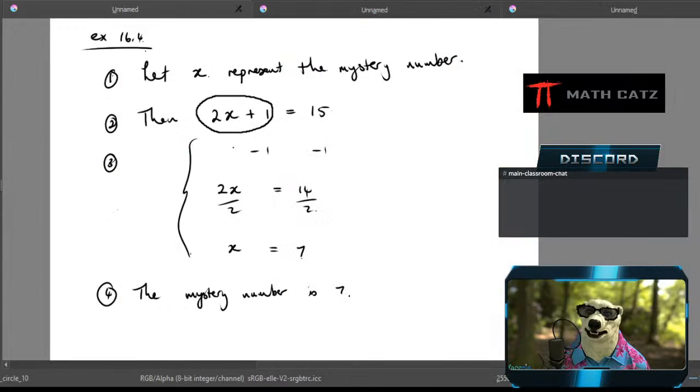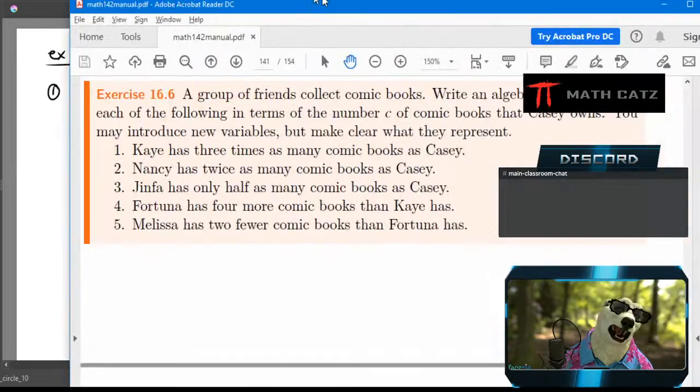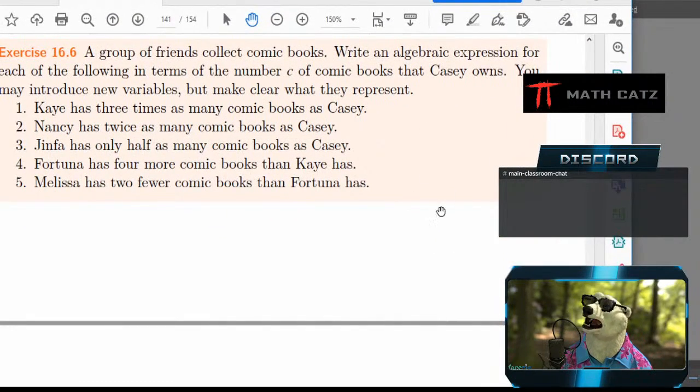So let me just start this. Exercise 16.6. Now, even in this simple setting, people don't give this enough attention. And then when this exact same issue comes up in a full word problem, they don't know what to do. Let's build it up, even in these simple situations. Make sure we understand this translation happening. Okay, so C is the number of comic books that Casey owns.